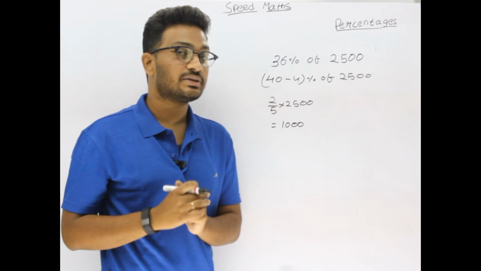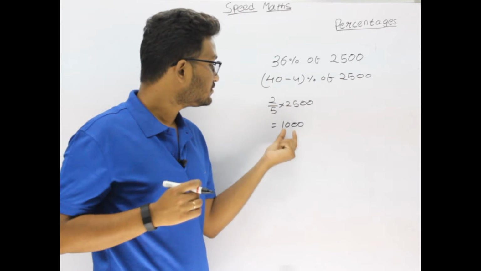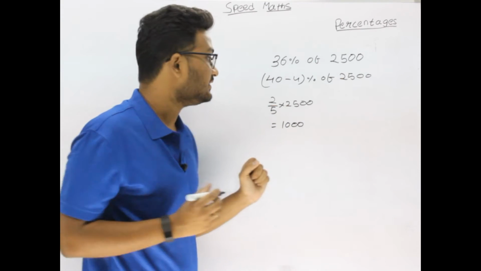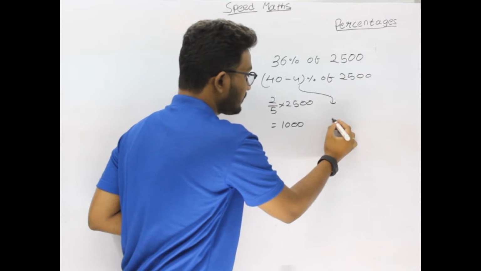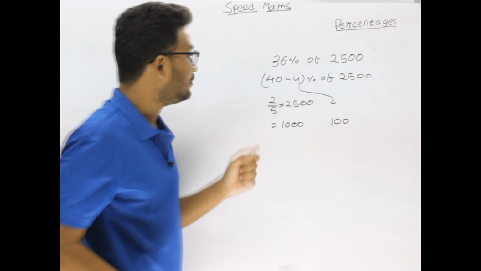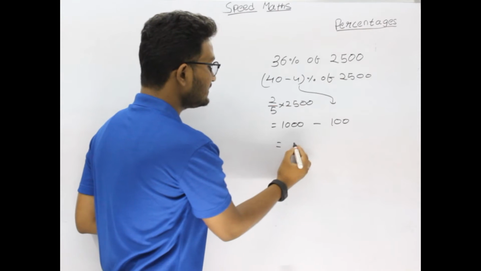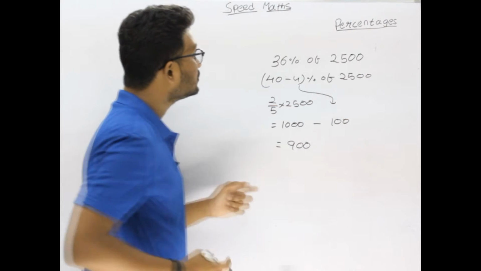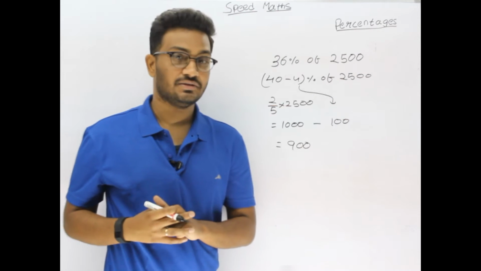Now we know 40%. So what will be 4%? We have to divide that 40% value by 10. So 1000 by 10 is 100. So 4% will be 100. Now we have to subtract these two numbers, which will give us 900. So 36% of 2500 is 900.